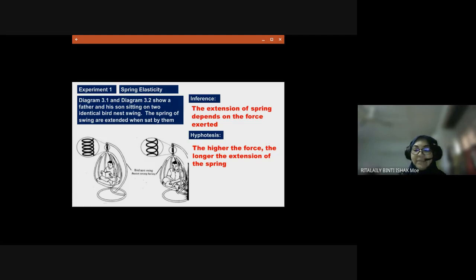So for your paper 3, for your experiment, you might be given this type of question. You might be given a situation where you need to write an inference and a hypothesis. After that, you need to do the experiment based on the situation given. I presume the question for paper 3 would be like this.